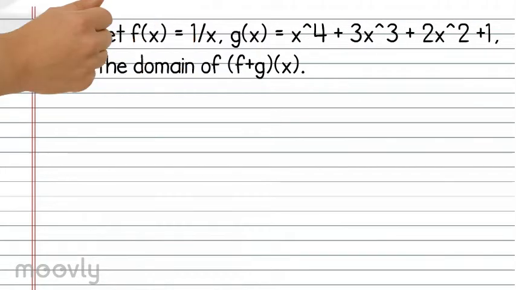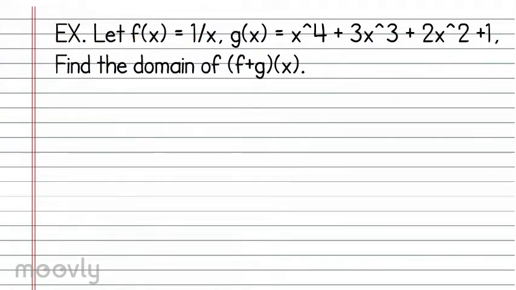Now let's look at a more advanced problem that may be solved easier algebraically. Let f(x) equals 1 over x, and g(x) equals x to the power 4 plus 3x cubed plus 2x squared plus 1. Find the domain of (f plus g)(x).